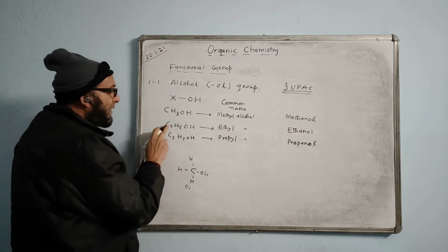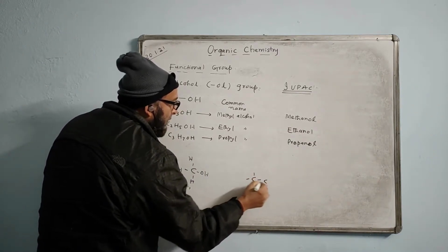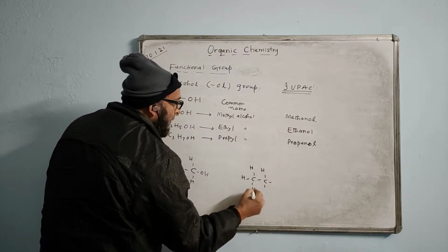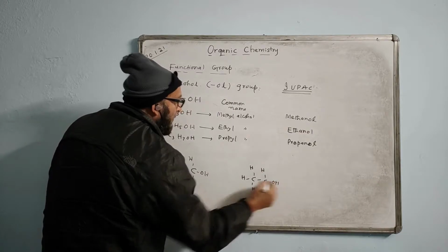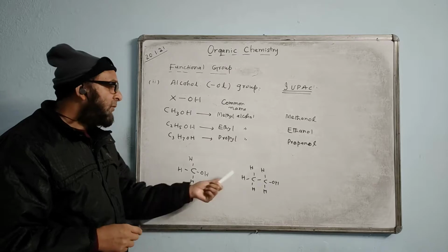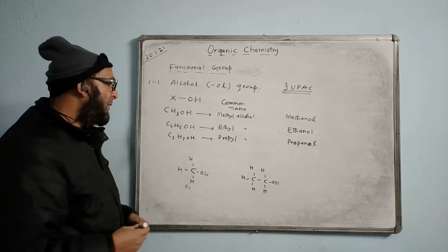Now C2H5OH. I write C2H5, one carbon and another carbon, like we write ethane, the same way. Put OH at the end, either at the end or in the beginning. So this is the structural formula of ethanol.